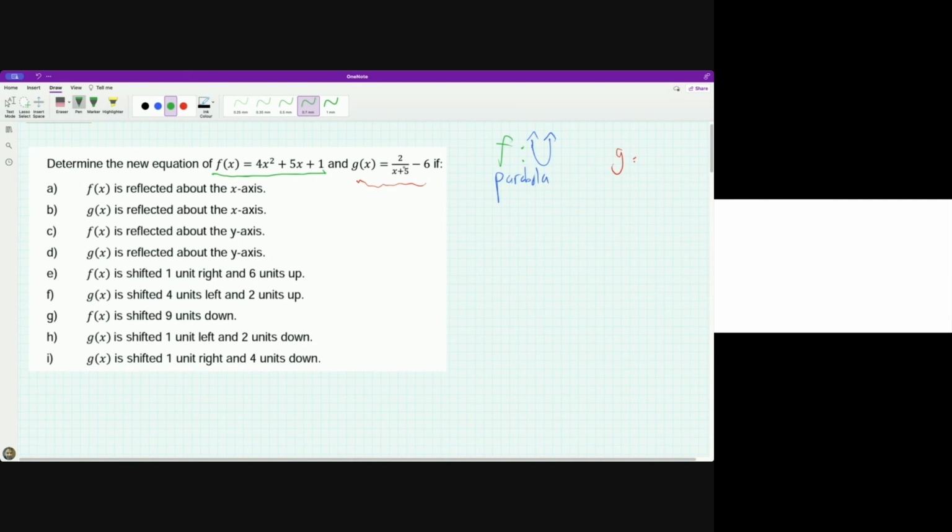So g, because it has this x in the fraction, this is going to be a hyperbola. I call, because there's a positive number, it's going to be looking a bit like that. Okay, now let's go to these questions.